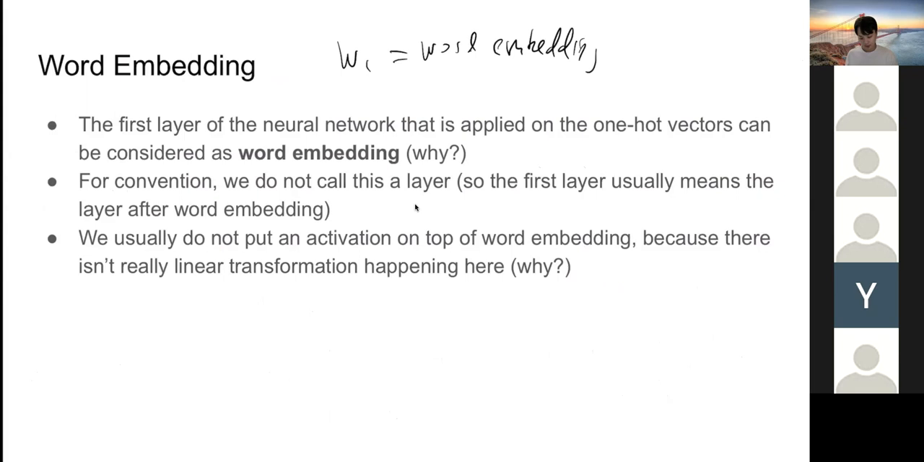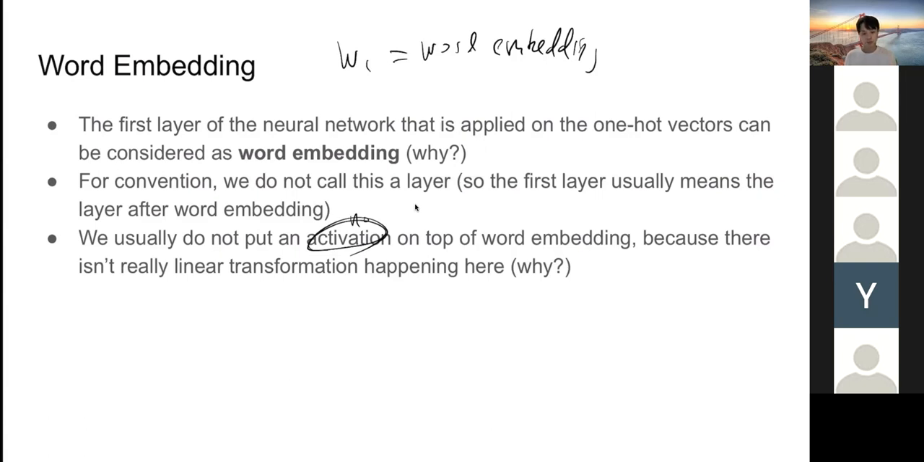And also because of that, we usually don't put bias on top of it, and we don't put activation, so no activation and no bias. And then we do not usually call this a layer, just because the linear transformation is not really happening here. By convention, we don't call this word embedding a layer. We usually call whatever comes on top of the word embedding a layer.